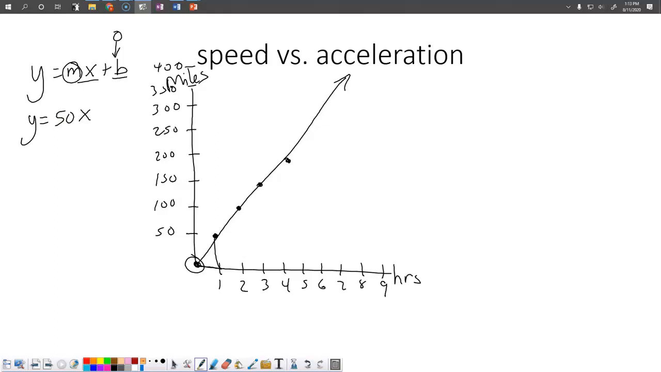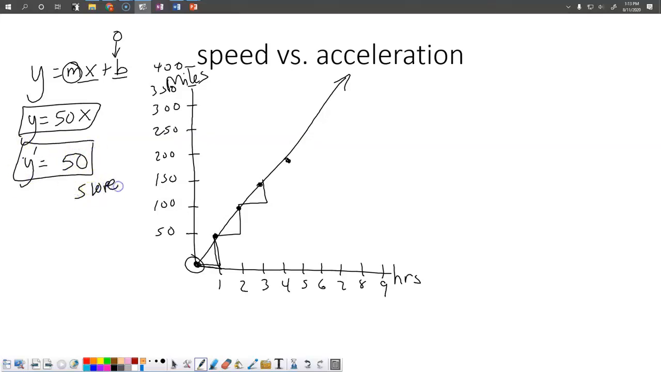Now, what is the speed of this car? The speed of this car is 50 miles an hour, right? Every hour, it goes up 50 miles. And that's the slope, right? But what's the derivative of this equation? Well, using the constant multiple rule, it's 50. And we've been talking about this, how slope is the same thing as derivative, is the same thing as instantaneous rate of change. And when you're talking about a car, it often represents speed.